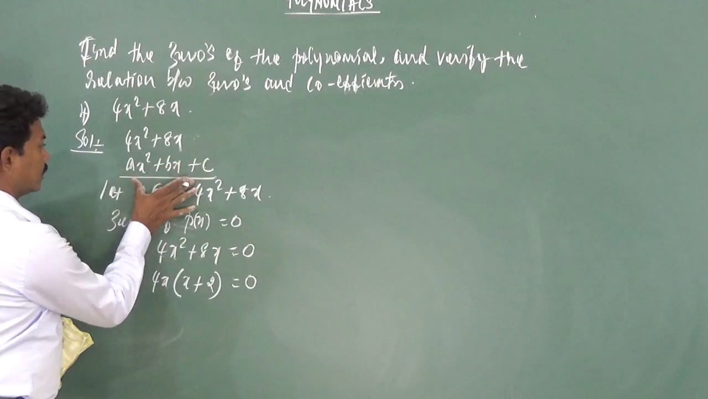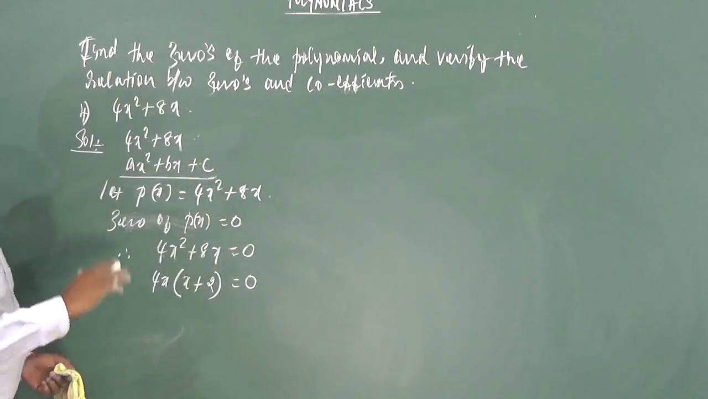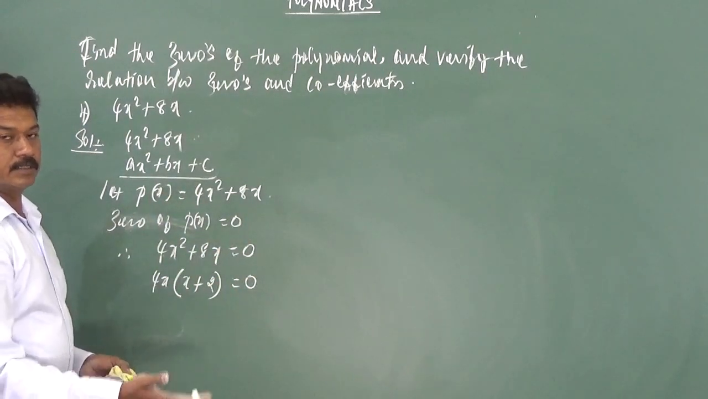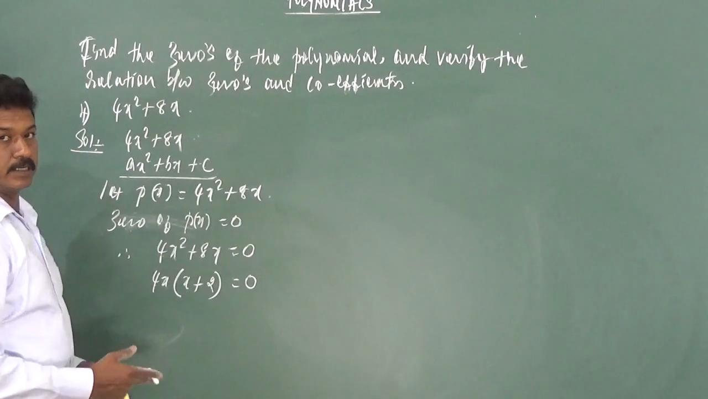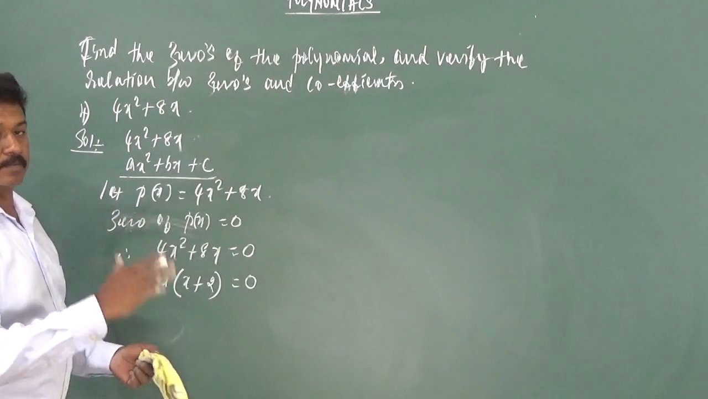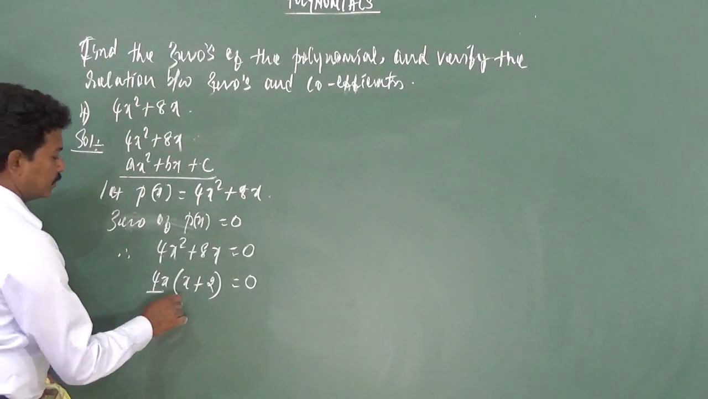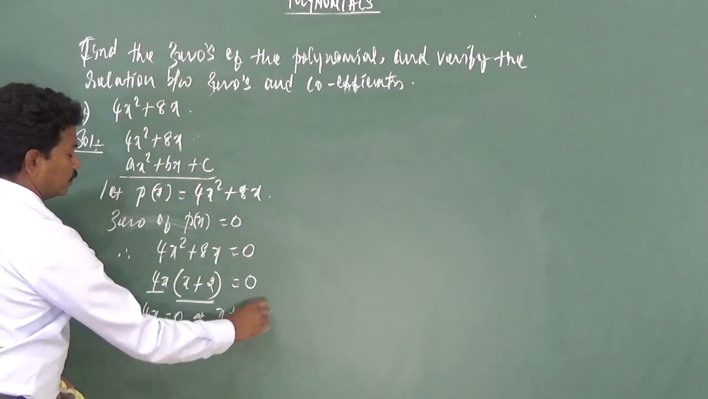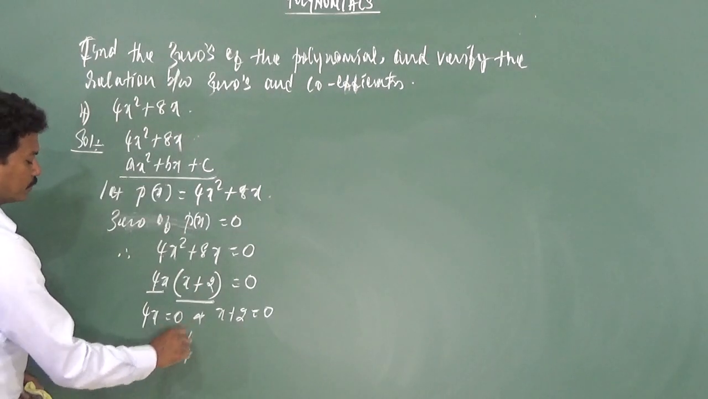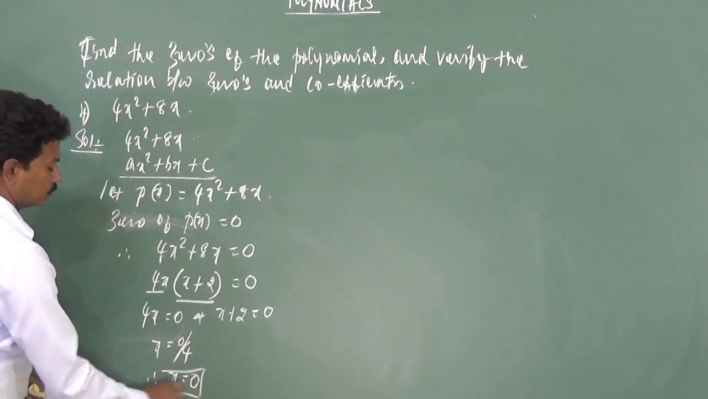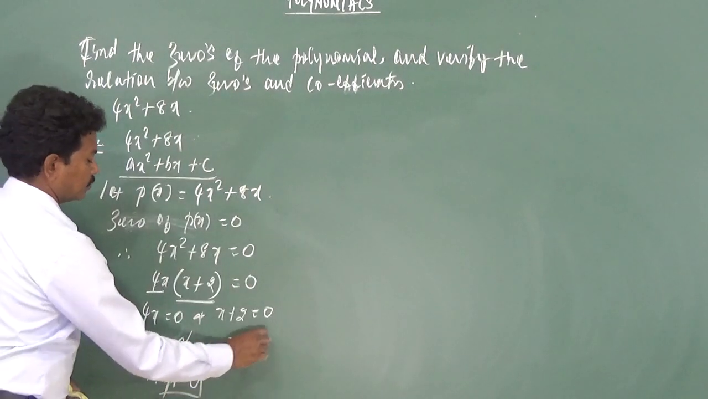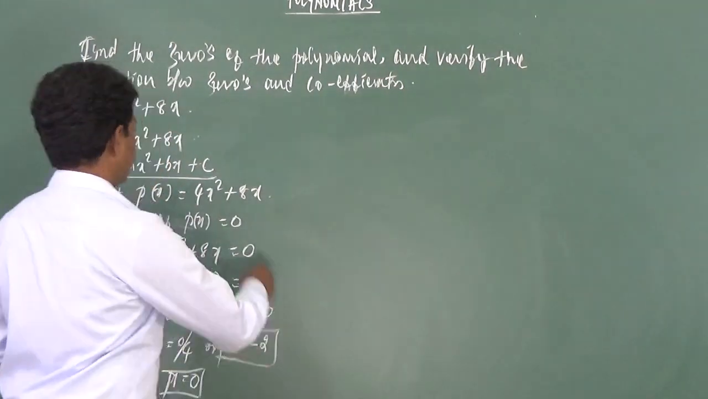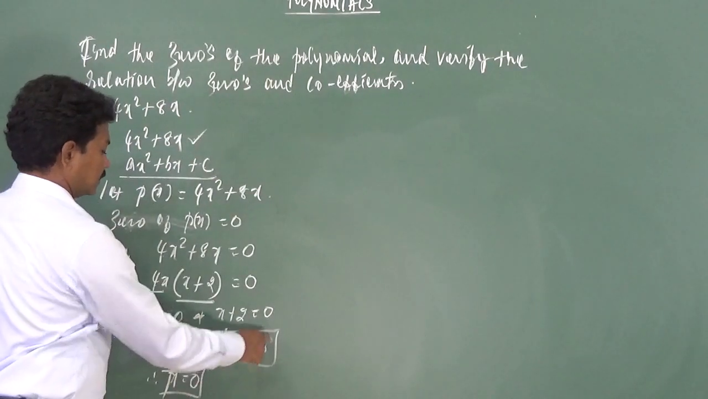So in a given quadratic polynomial, if the constant term does not exist, then with these two terms we have to find the factors, that is the zeros. The zeros can be found by the taking-common method, and that cannot be done by the sum and product method. So this into this is equal to 0. Therefore 4x is equal to 0 and x plus 2 is equal to 0. So x is equal to 0 by 4, therefore x is equal to 0 is one of the zeros, and x is equal to minus 2 is another zero. So we have two zeros of the given quadratic polynomial. One is 0, another is minus 2.